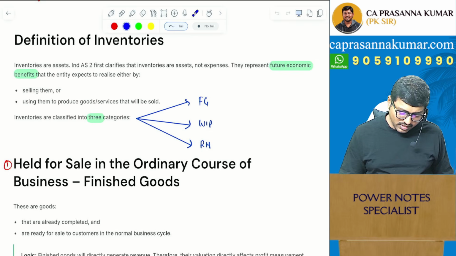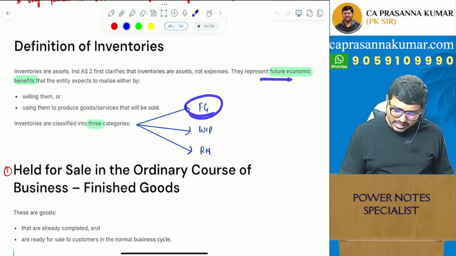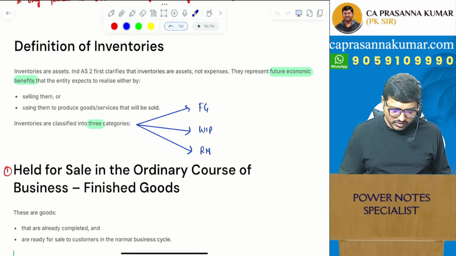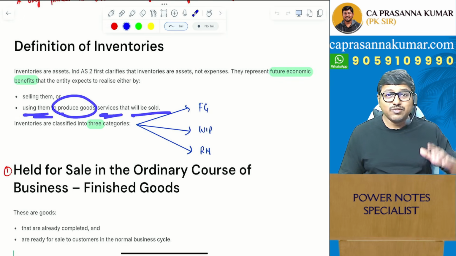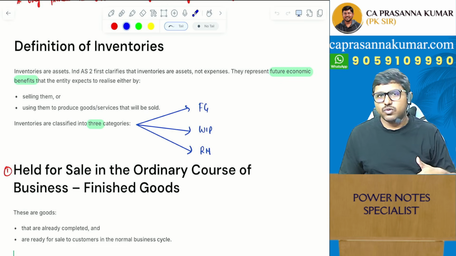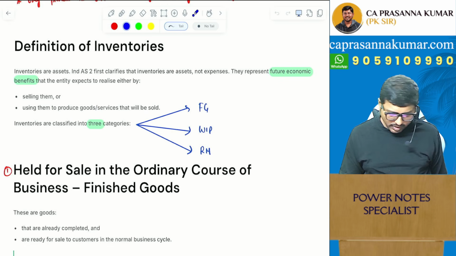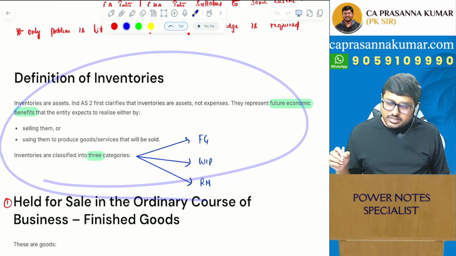Okay, right. So if it is finished good, then you can get the future economic benefits from that inventory by selling them, obviously. If it is WIP or raw material, you can use them to produce goods or services that will eventually be sold. That way also you'll get the benefit out of it. Correct? Right. Pretty simple. Are we done with this? Shall we move on? Okay.